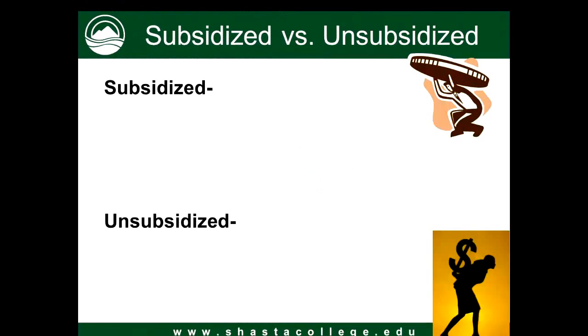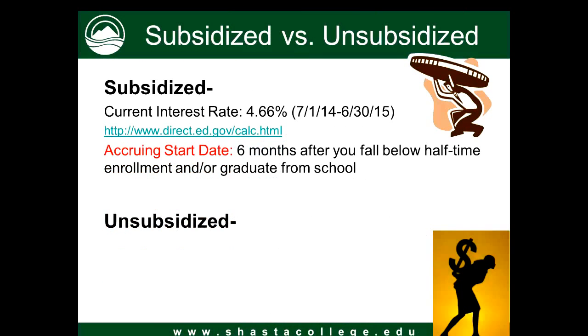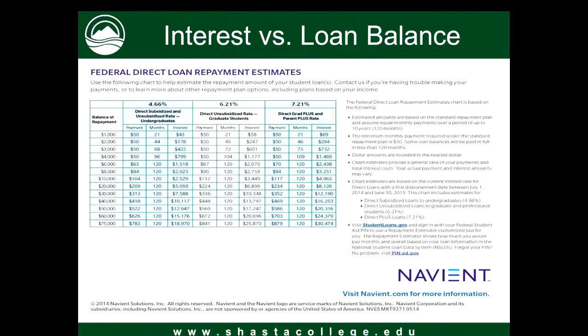Now let's talk about the differences between subsidized and unsubsidized student loans. Subsidized and unsubsidized student loans interest rates for 7/1/2014 through 6/30/2015 will hold an interest rate of 4.66%. As you can see, these slides show examples of how much interest you can be paying in a standard 10-year repayment plan. The more you borrow, the more interest you will end up paying if you are not able to pay the loan off sooner.